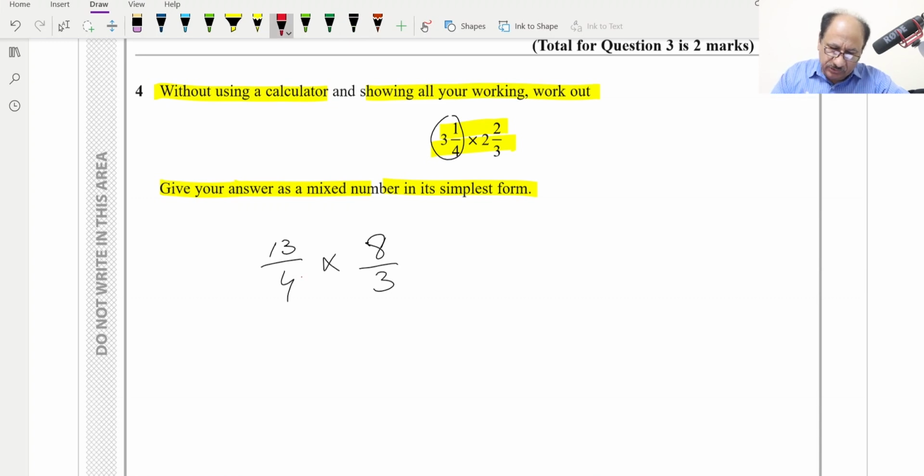So cancellation: 4 ones are 4, 4 twos are 8, and this will be equal to 13 twos are 26 over 3.